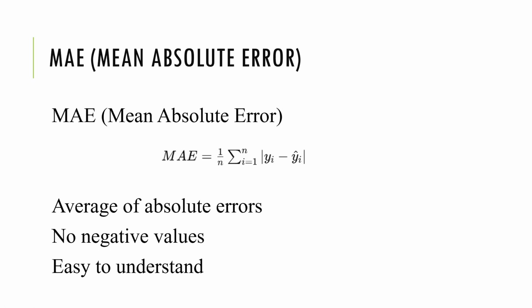So let's start with a very simple metric, that is mean absolute error, or MAE. MAE calculates the average of the absolute difference between the actual value and the predicted value. We take the absolute value so that all the errors become positive, and we only care about how big the error is, not its direction. So mean absolute error is easy to understand and gives a clear idea of how far our predictions are from the actual value. The smaller the MAE, the better our model.